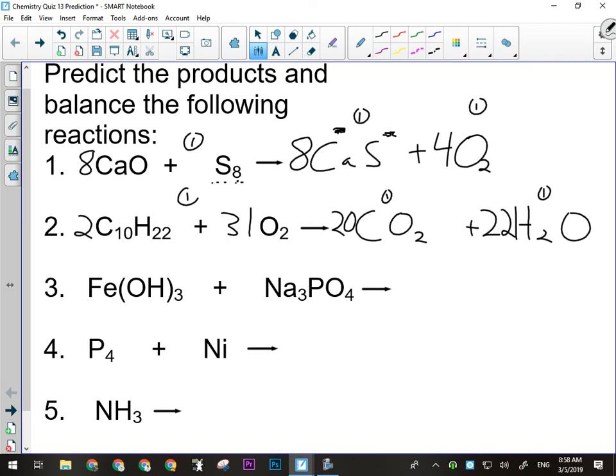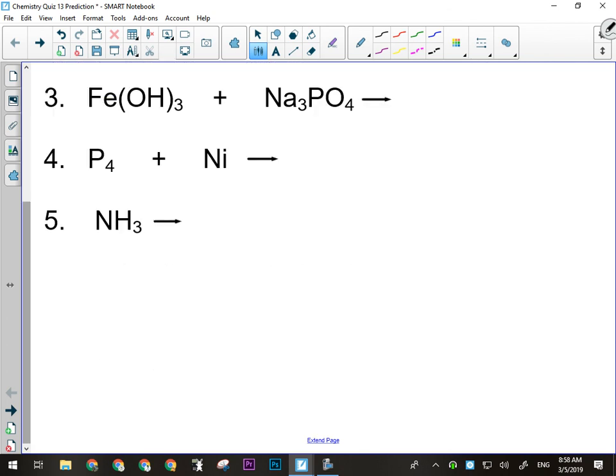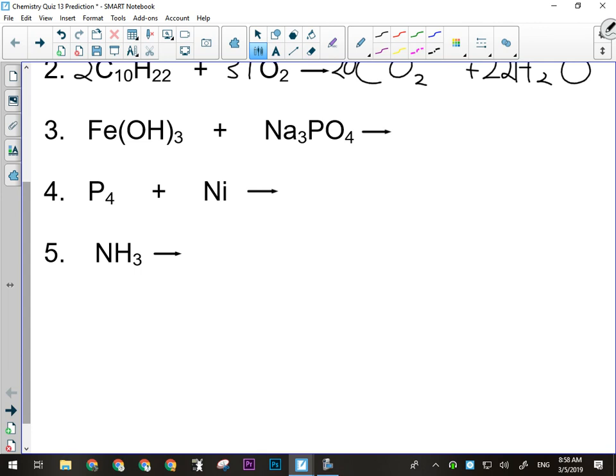Questions on number 2? Okay. Question number 3. I have iron 3 hydroxide reacting with sodium phosphate. Both are ionic compounds, so this is going to be what kind of reaction? It is a double replacement. In a double replacement reaction, all we do is create 2 new ionic compounds by swapping the metals to give them new partners. So that means that we will have sodium with hydroxide and iron with phosphate.